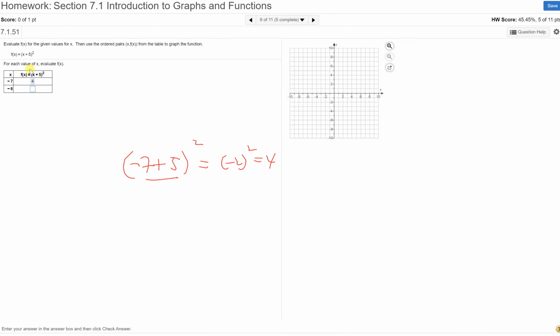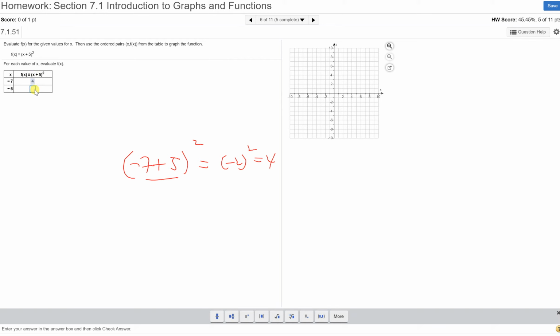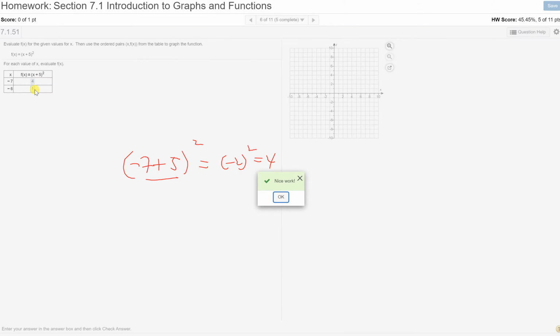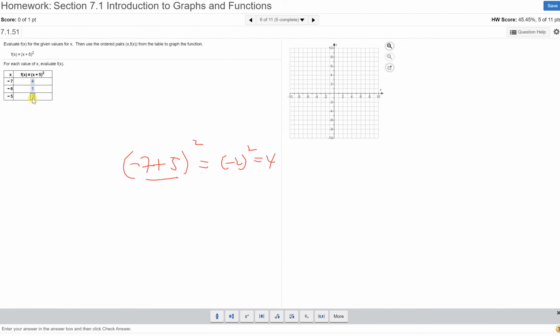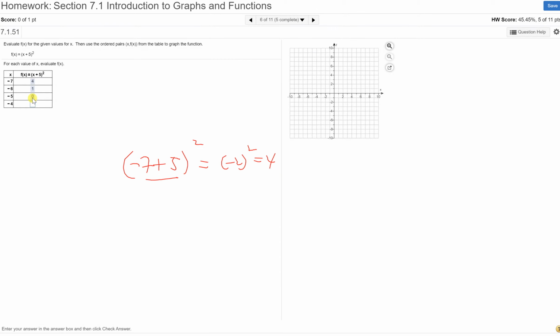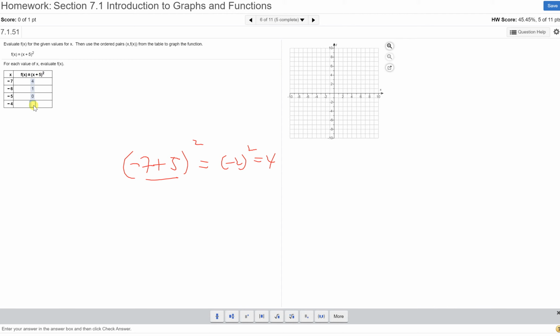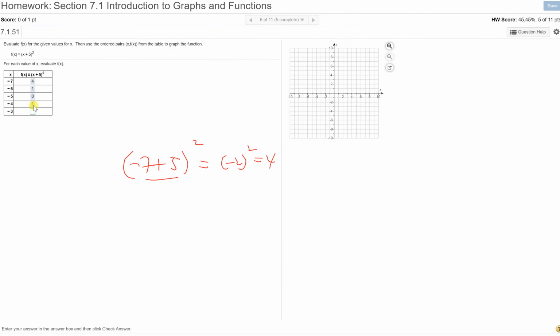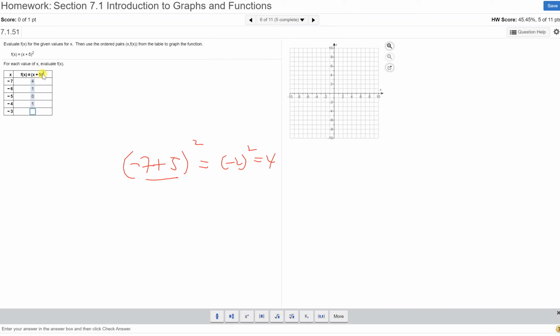I'm saying this verbally. -6 plus 5 is -1, and -1 squared is +1. -5 plus 5 is 0, and 0 squared is obviously 0. -4 plus 5 is +1, and +1 squared is still +1. -3 plus 5 is +2, and +2 squared is 4.